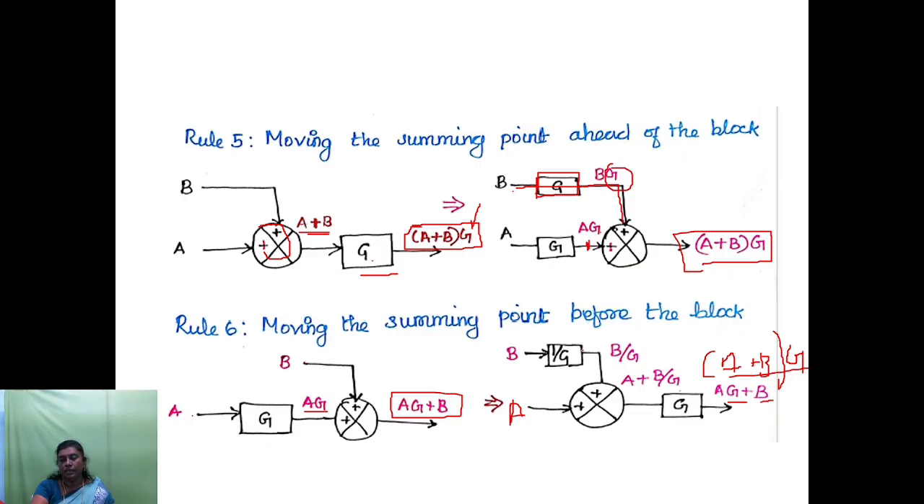So what I am going to do is add another block on the B input with a gain of 1 by G. So at this point I will be getting the output B by G. So here I am getting A and here B by G. Whenever I multiply with the gain G, the final output I am getting is AG plus B. So whenever we are shifting, the one branch should be multiplied with the inverse of the gain.